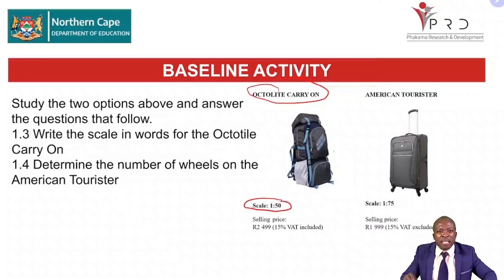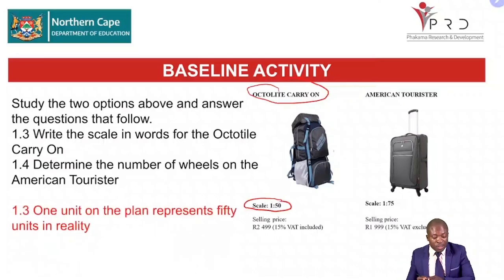Almost all the questions that you're going to face in paper 2, it is very likely that we ask you to explain the meaning of the scale. So what should you be writing? 1 unit on the plan represents 50 units in reality.